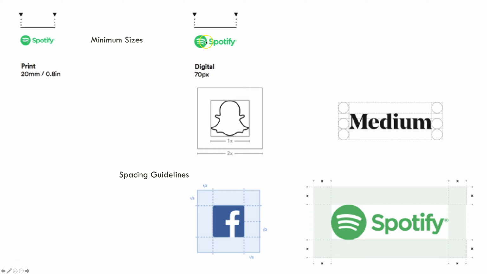Minimum sizes. Spotify has told people in their digital brand guide that if you're using it digitally, it needs to be a minimum of 70 pixels wide when it's the icon and the words. In print, it needs to be a minimum of 0.8 inches. Other brands down here are showing the spacing guideline, how much breathing room or padding is required around their logo.